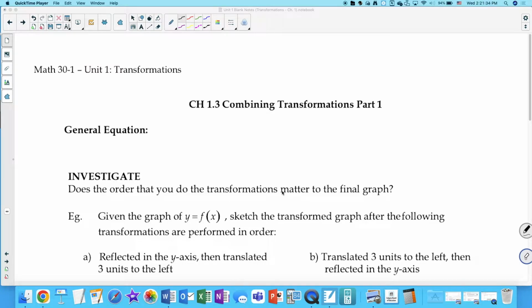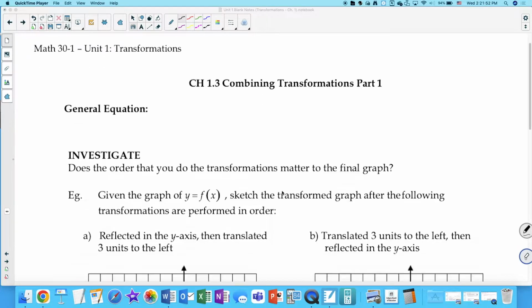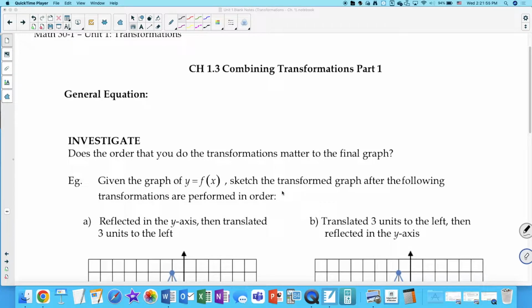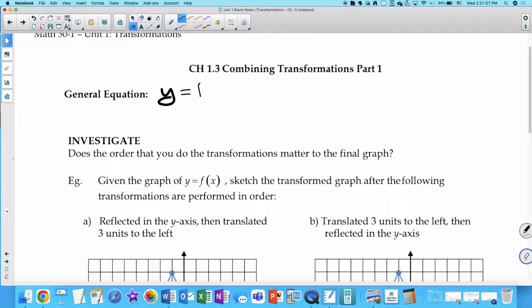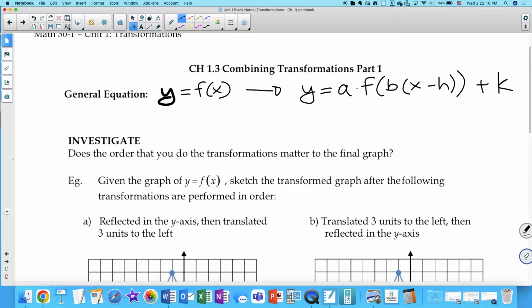What we're going to do today is nothing new when we combine transformations, but we're bringing all of it in at the same time. So we're going to be looking at graphs that have been transformed through translations, reflections, and/or stretches. In general, y = f(x) could be transformed to y = a f(b(x − h)) + k, lots of brackets in there.